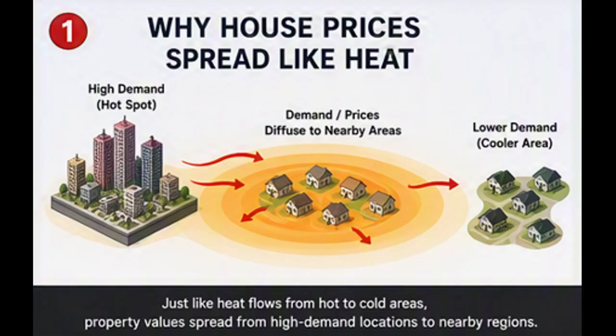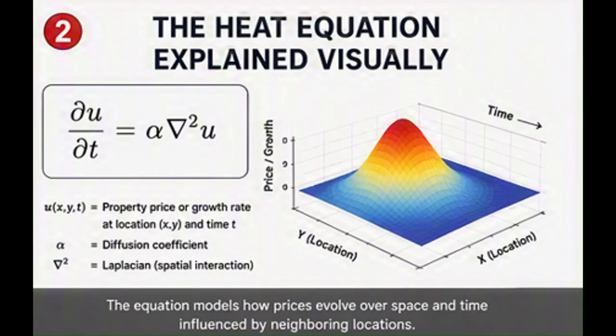These property prices have a nature to diffuse outwards over a space of time. And as we have discussed in previous videos, this can then enable you to make profits. So property values spread from high demand locations to nearby regions. The heat equation here given is del U by del T equals alpha nabla squared U, which is the Laplacian of U. So it's in fact just some kind of a Gaussian curvature on the space of U. U, of course, here is your property price, and alpha is the diffusion coefficient.